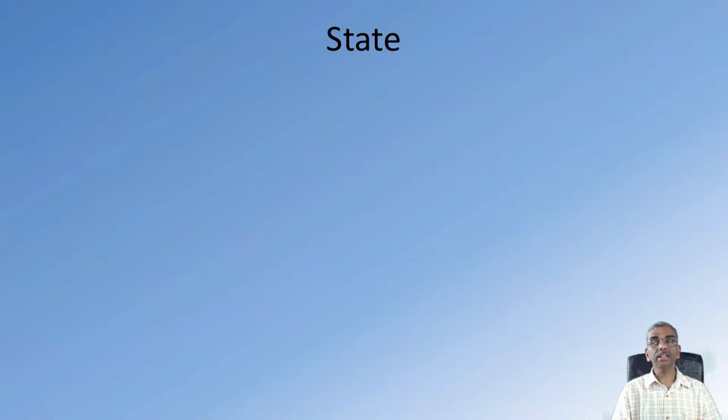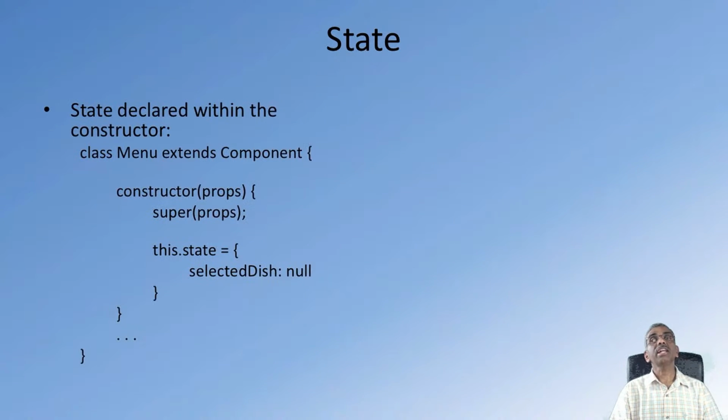As we have seen in the previous exercise, the state information is usually declared in the constructor of the class component. So when you declare the constructor, you would initialize a variable called this.state, which is a JavaScript object which contains all the state for this component.